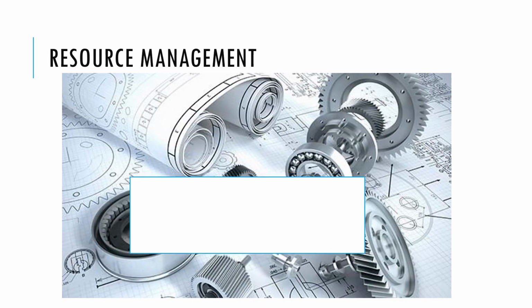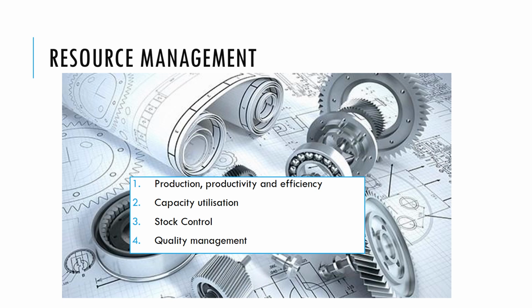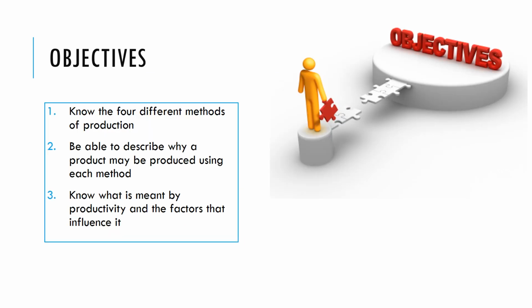Resource management contains 4 topics. We're going to start off by looking at production, productivity and efficiency, then move on to capacity utilization, stock control and finally quality. So in today's video we're going to look at production and productivity.